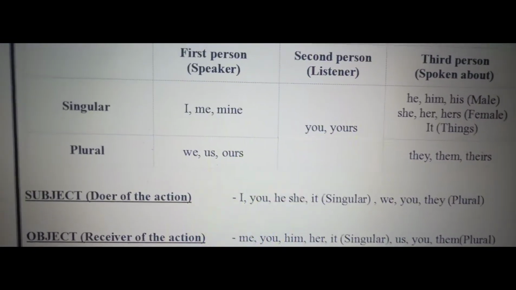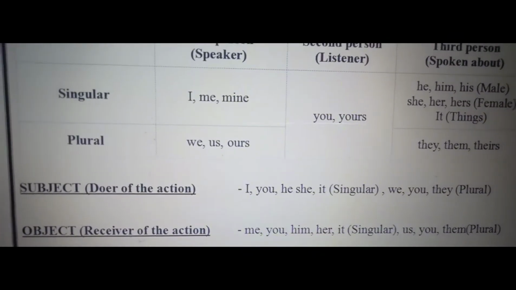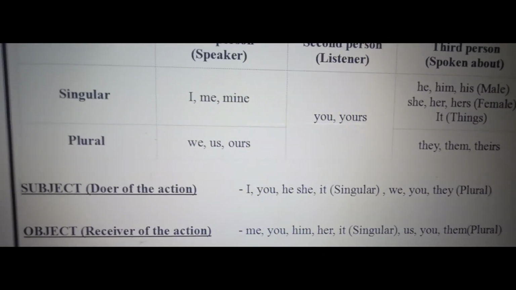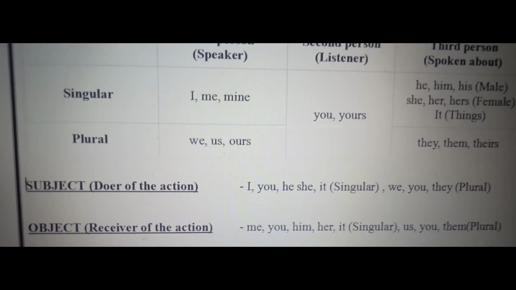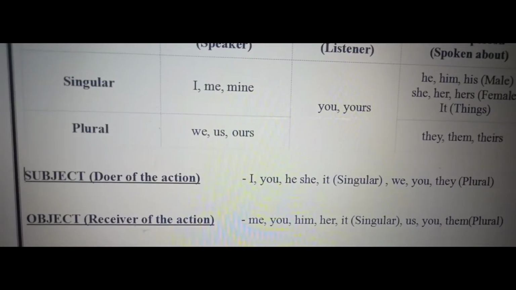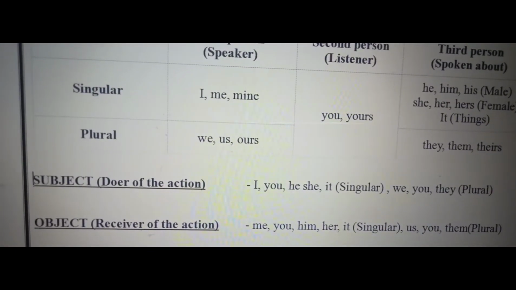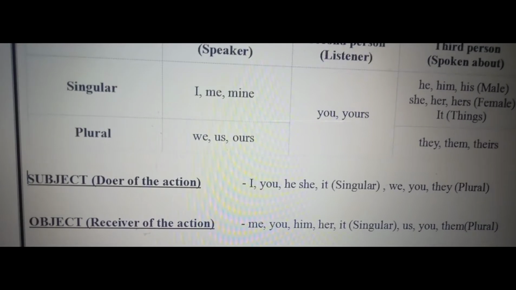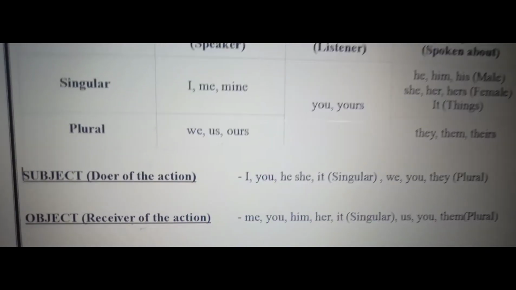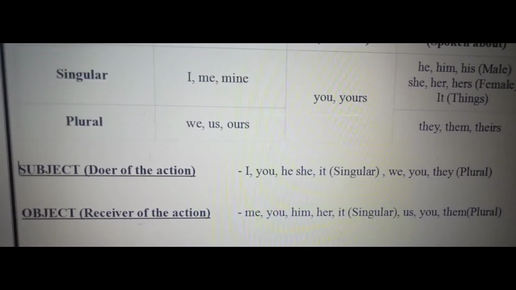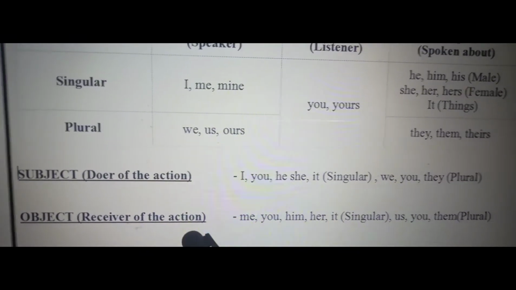Now in personal pronouns we have subject and object. So what is a subject in a sentence and what is an object in a sentence? The subject is the doer of the action, the one who is doing the action in a sentence. The one who is receiving the action, that is the receiver, is known as the object of the sentence. Subject comes before the verb in a sentence and object comes after the verb.